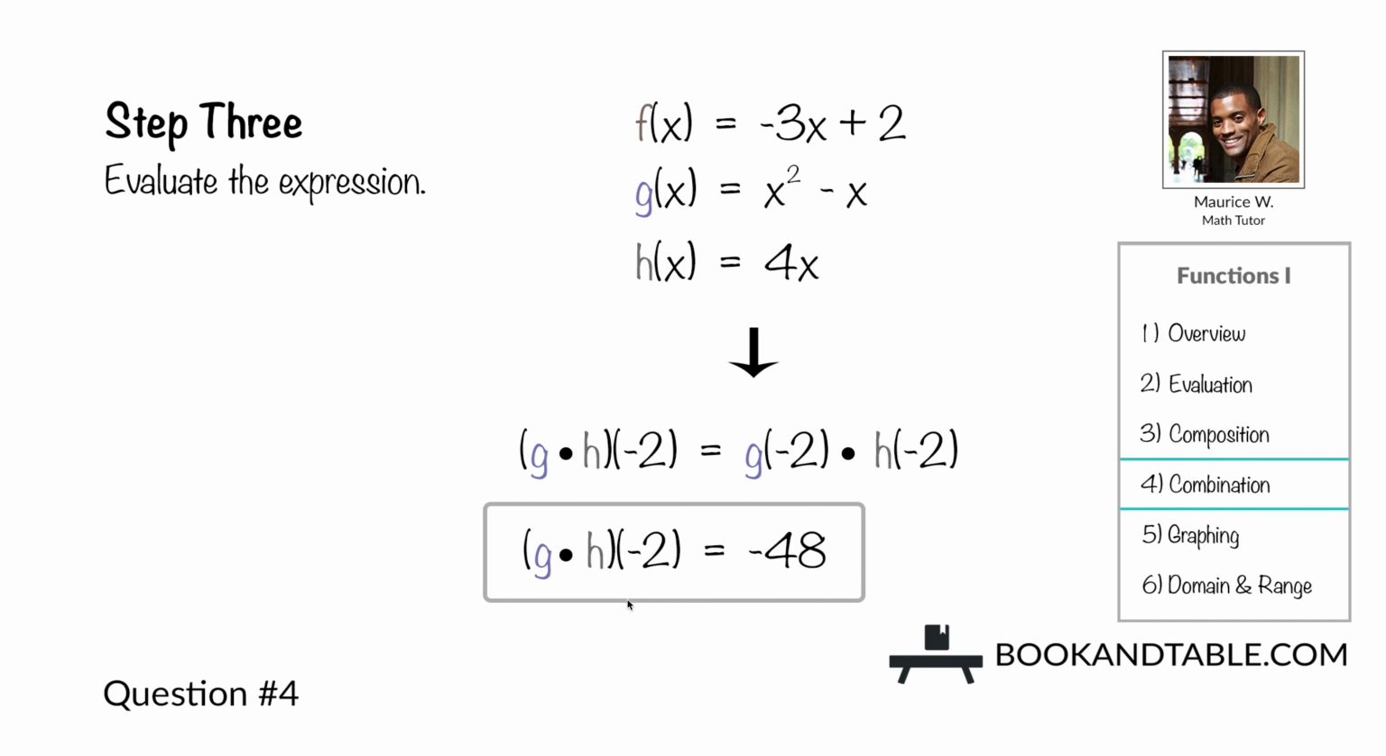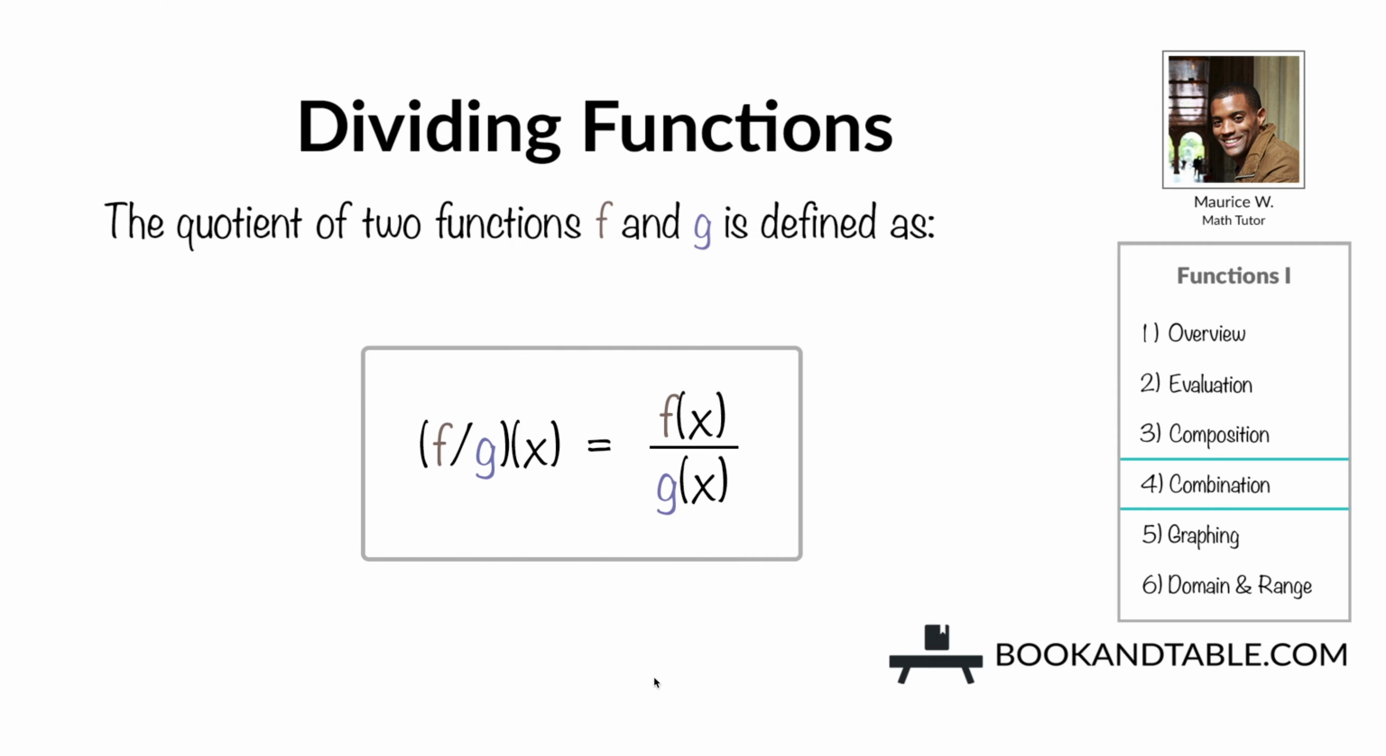So that is how we go about multiplying functions using both expressions and numbers. Let's now discuss how we go about dividing functions. The quotient of two functions, f and g, is defined as f divided by g of x is equal to f of x divided by g of x.